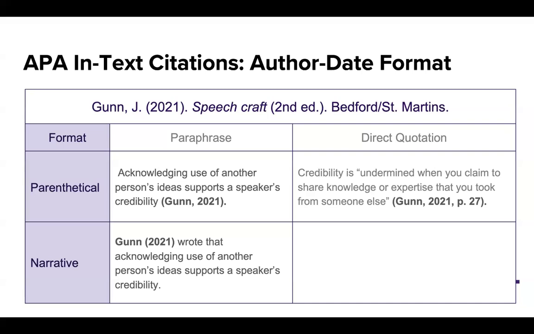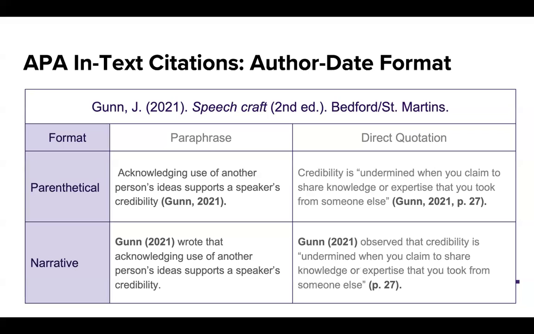In both these options, parenthetical or narrative, you'll notice that the year always follows the author's name, whether the author's name is in parentheses or if it's part of your sentence. We can use the narrative citation format if we're directly quoting. We can still write Gunn, then the year 2021 in parentheses before the quote. Gunn 2021 observed. But we still need to add that locator information. So in this case, we put the page number in parentheses after the quotation.